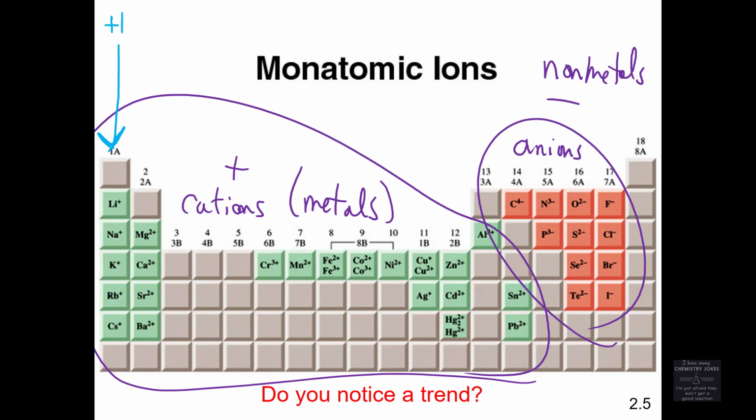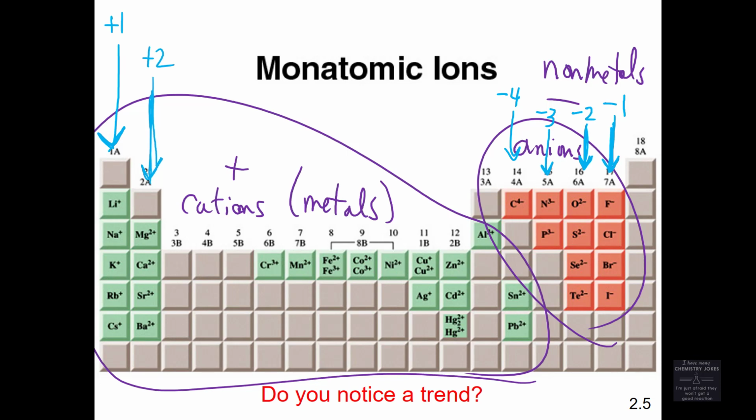Things in the second column like to lose 2 electrons. We'll talk about why they like to lose those later, but they like to lose 2 electrons, becoming a +2. Things in the next to last column like to gain 1 electron, so they become a -1. The next to last, yeah, I just said that. I know it's weird. It's okay. They become -2s. These become -3s, -4.